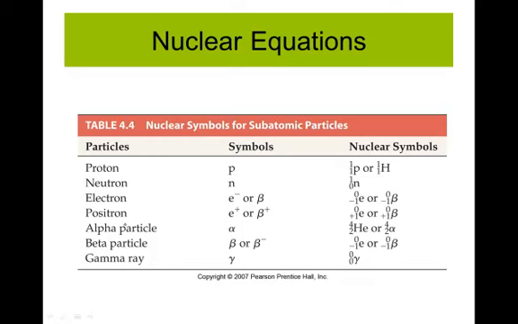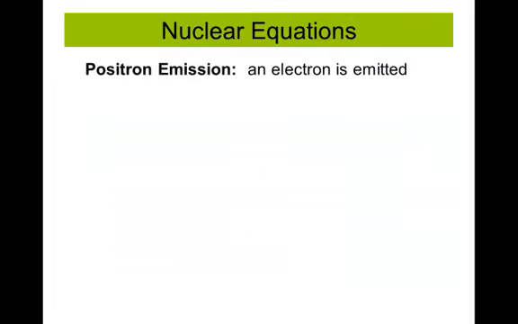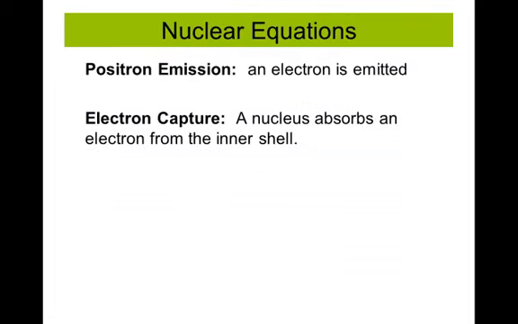A positron is a positive electron. So in other words, it's an electron, but it has a positive charge. So you'll see it either with an E positive or as a beta with a positive. So still 0 for the mass, but now I have a plus 1 for the charge. And then our alpha, beta, gamma like we had before. So if we have a positron emission, that means the electron is emitted, so it'd be on the product side. If we have an electron capture, that means that the nucleus will take in an electron, so then it will be shown on the reactant side.